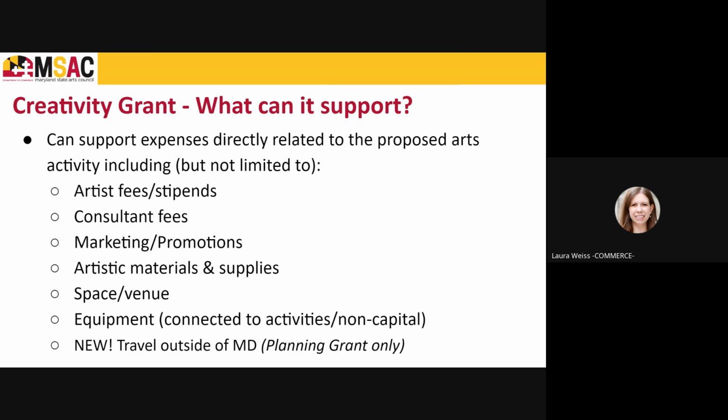is that it can support travel outside of Maryland. And that would be something that if you had a specific research opportunity, for example, let's say you needed to go to Chicago and you needed to go to a specific library to research a very specific topic related to your proposed activity, that could be eligible under this new planning grant. That is not something that is eligible under the implementation grant or the general operating grant. So just something to keep in the back of your mind as you're starting to think about these new opportunities.